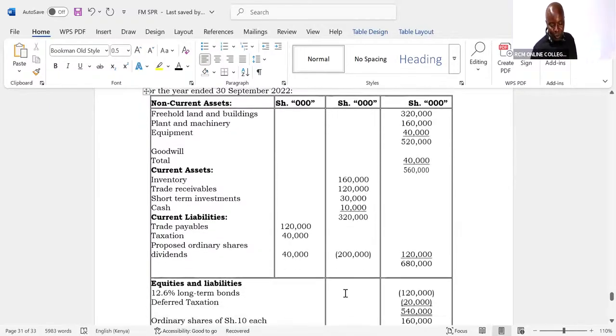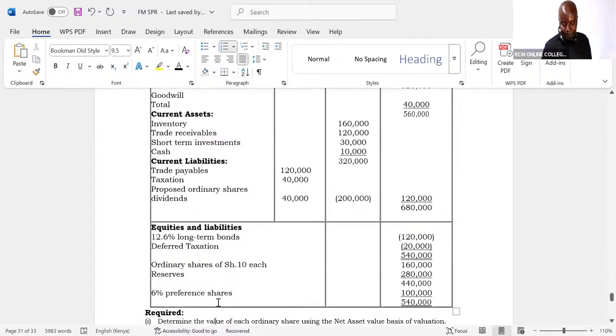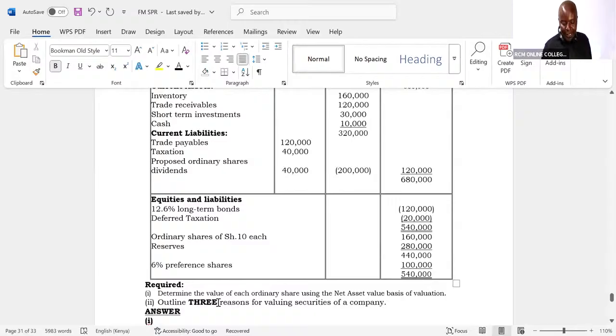Then when you go down further, you can see our equities and liabilities. We start with liabilities. You can see we have a long-term bond, a deferred taxation here, totaling to 160. We have ordinary shares, and then we have 6% preference shares. Required, determine the value of each ordinary share using the net asset value basis of valuation.